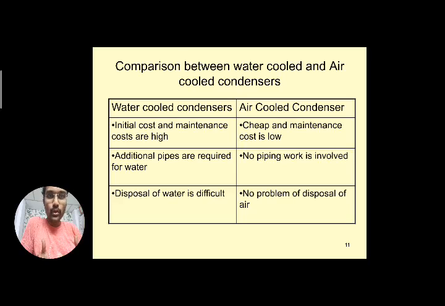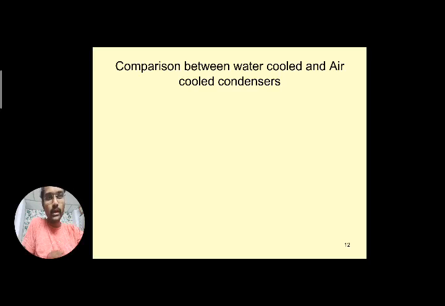Coming to the third point, the disposal of water is difficult here, right? That is one of the main problems. Whatever water is circulating has to be disposed into some other component where it gets cooled and is again supplied back. So it is a somewhat difficult disposal of water. In the air cooled condenser, it is directly exposed to the atmosphere, so there is no problem of disposal.